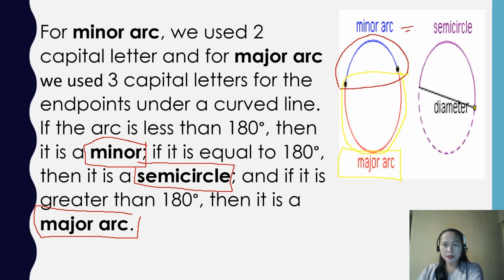For the other circle, this line is the diameter of the circle, and this diameter divides the circle into two equal parts. This part is called a semicircle, and the other part of the circle is also a semicircle.